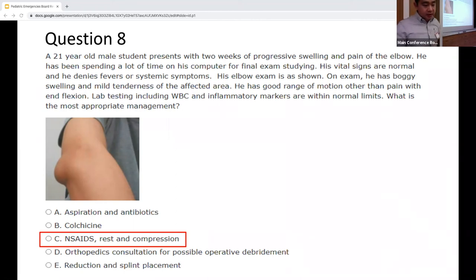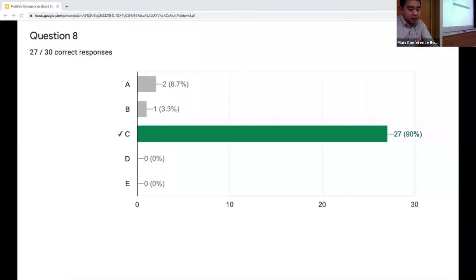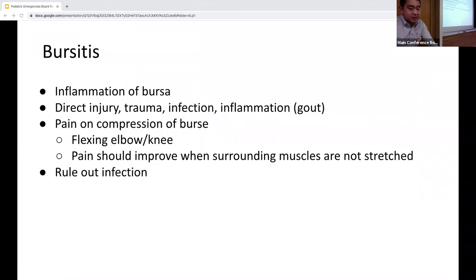And the answer is NSAIDs, rest, and compression. So this question is more about how to answer this question than the right clinical answer. And most of you got this right, which is great. But this patient has bursitis. It's an inflammation of the bursa, usually caused by direct injury, some trauma, maybe an infection or inflammation. So in this case, the idea is that he's putting his elbows a lot on his computer when he's studying. And so the chronic trauma is causing this bursitis there.